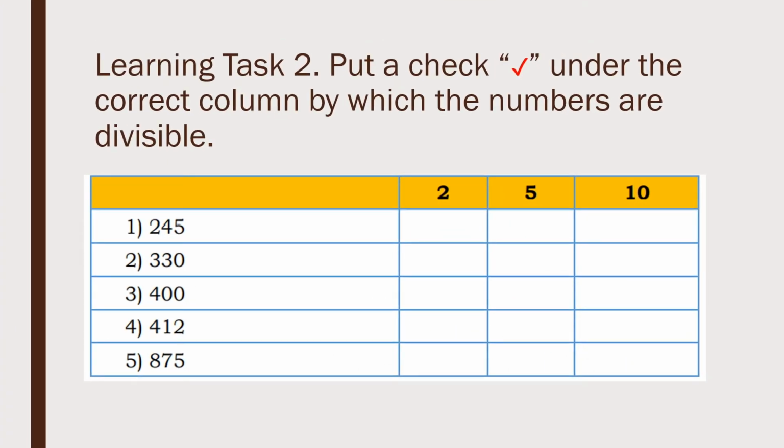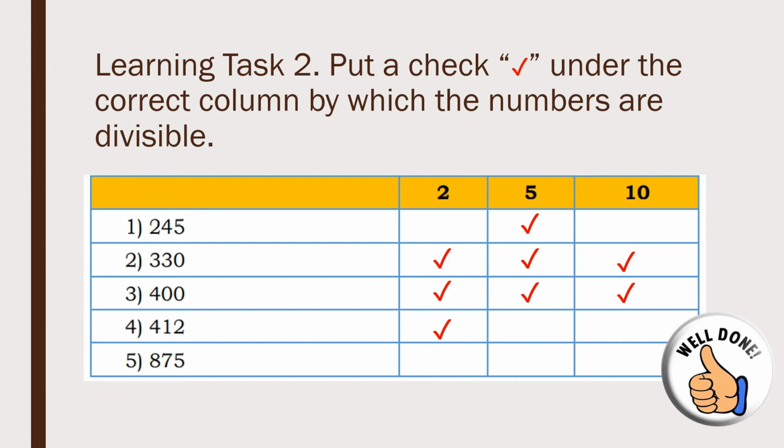Now, let us see if your answers are correct. For number 1, 245 is divisible by 5. Number 2, 330 is divisible by 2, 5, and 10. Number 3, 400 is divisible by 2, 5, and 10. Number 4, 412 is divisible by 2. Number 5, 875 is divisible by 5. Well done for the learning task 2.